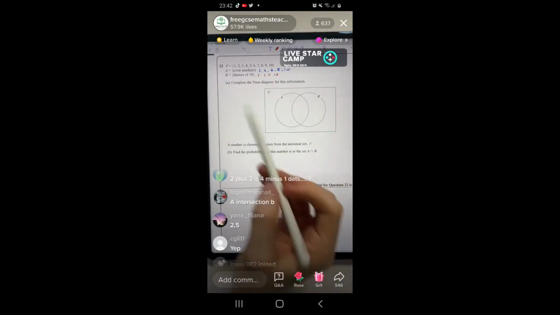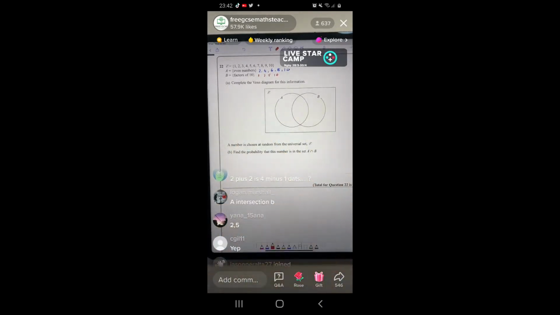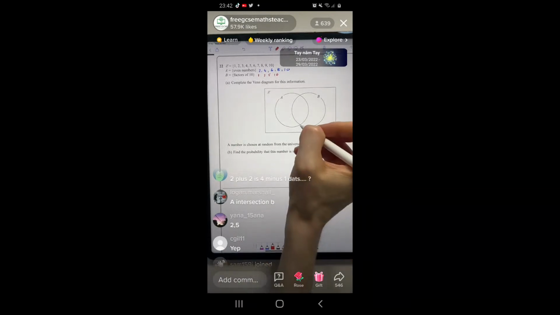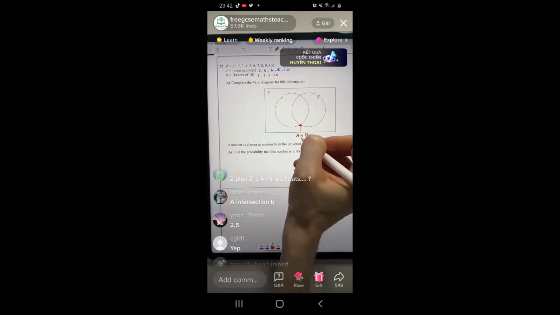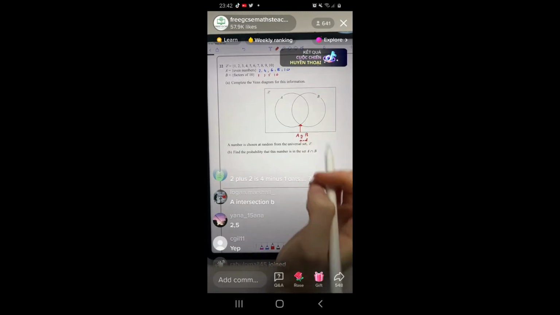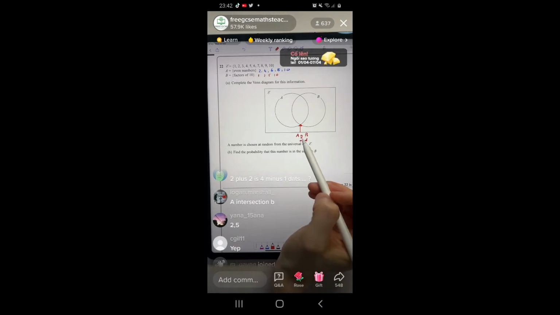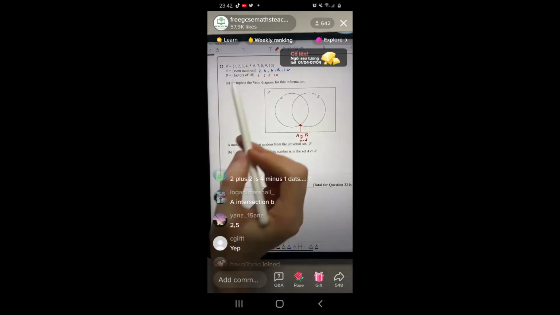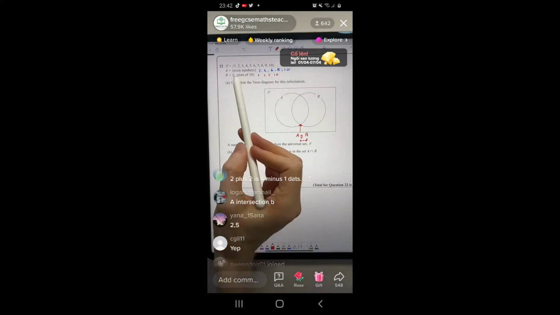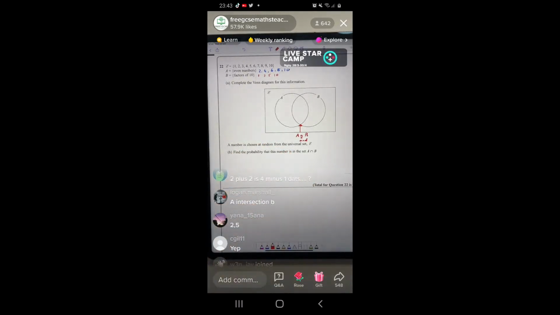You always start a Venn diagram with the overlapping part, the intersection. You've got two sets, A and B, and in the middle, that's what we call A and B. If it looks like an N, it means and. So it must be in set A and in set B. Therefore, it must be an even number and a factor of 10. What numbers are even and also a factor of 10?